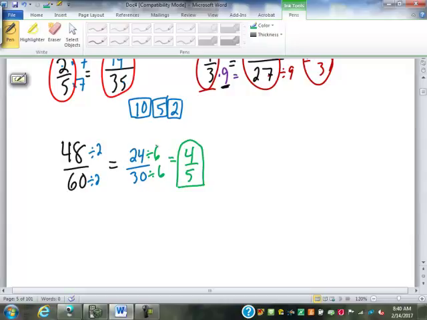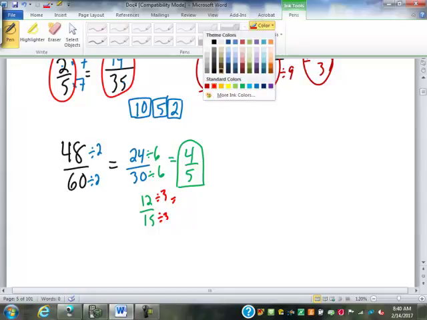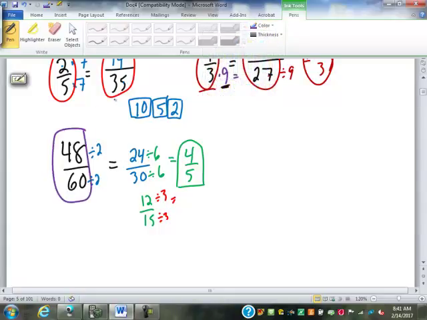Now, if you saw the 2 and you divided by 2, you get 12 over 15. Then you can see both of those can be divided by 3. They get to the 4/5 either way. It's just a matter of how many steps it's going to take. If you're really fortunate, you looked at this and you saw, hey, both of those can be divided by 12, and you get there in one step.